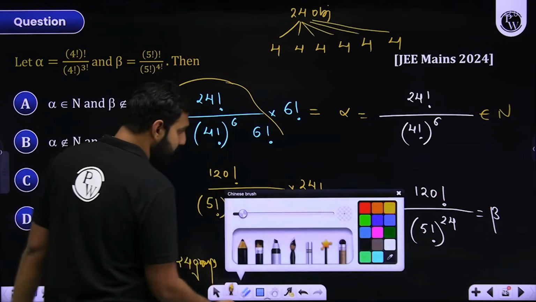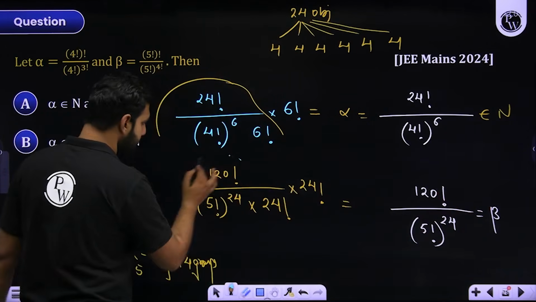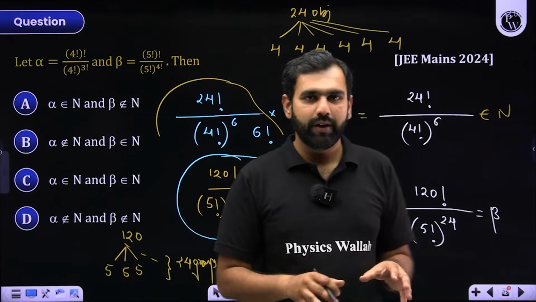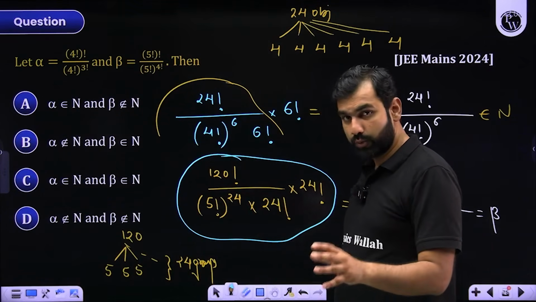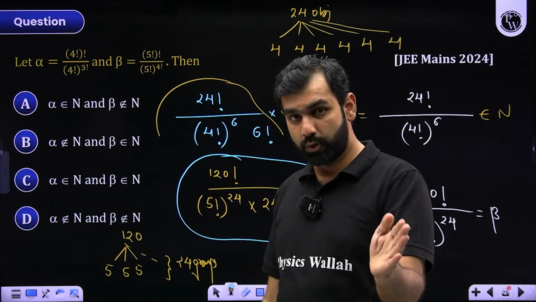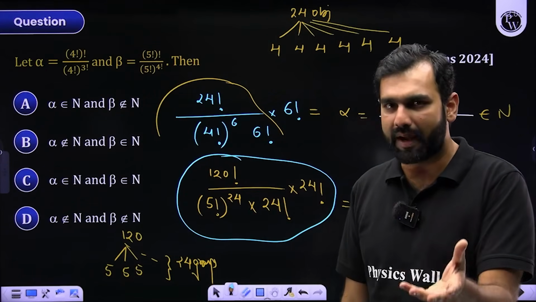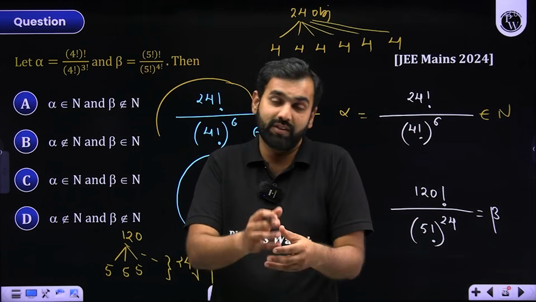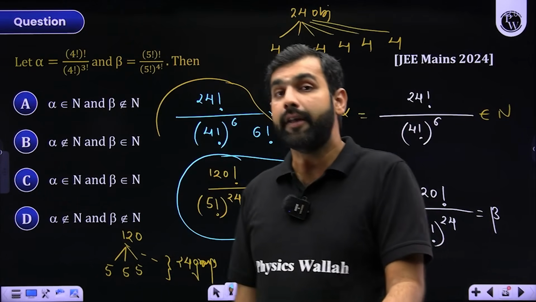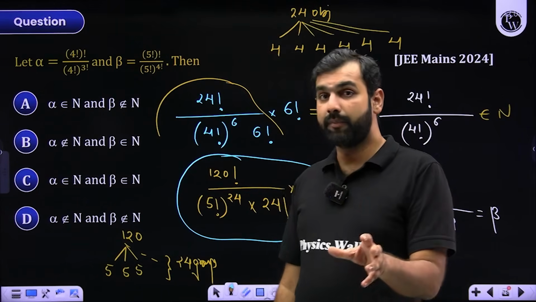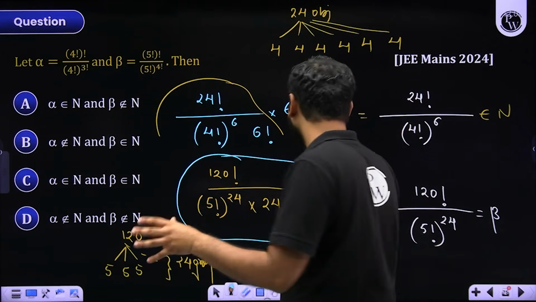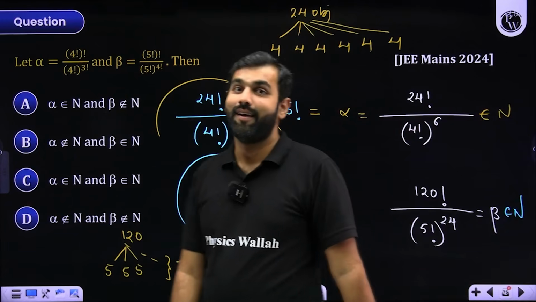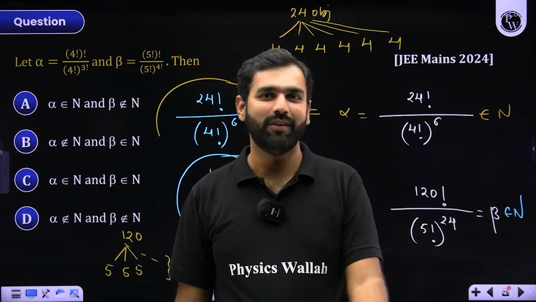But to me, this looks like dividing 120 objects, 5 each, into 24 groups and then distributing them into 24 groups where the order of the groups mattered. So in this case, this is again going to be the number of ways in which this can be done. This will be a cardinal number. This will be a countable number. And if it is a countable number, can I not say that beta is also going to be a natural number? Are you not realizing how easy it was?